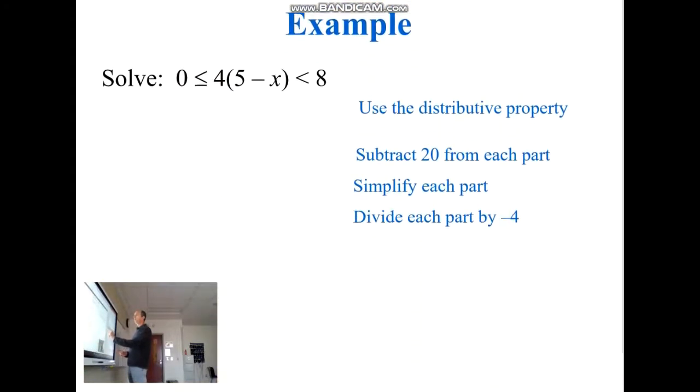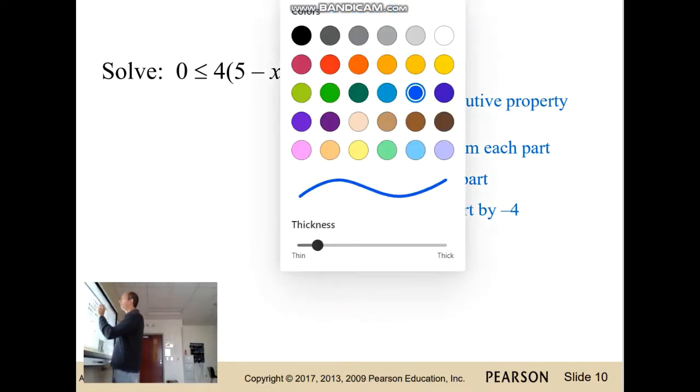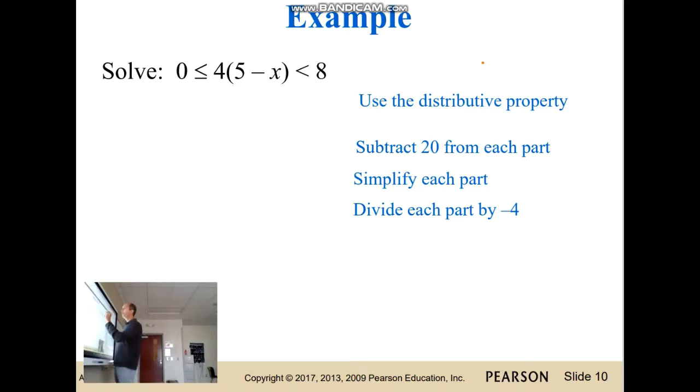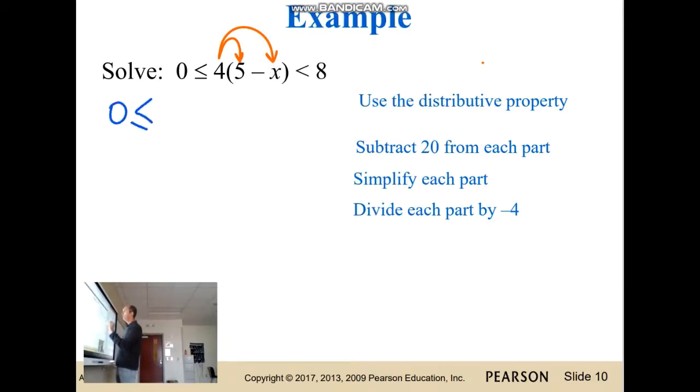Okay, now we have another example. And there's a step-by-step here on the side so you can follow. Solve 0 is less than or equal to 4 times parenthesis 5 minus x, which is less than 8. First step, apply the distributive property. And then we will have 0 is less than or equal to 4 times 5, 20, and 4 times negative x, negative 4x, less than 8.